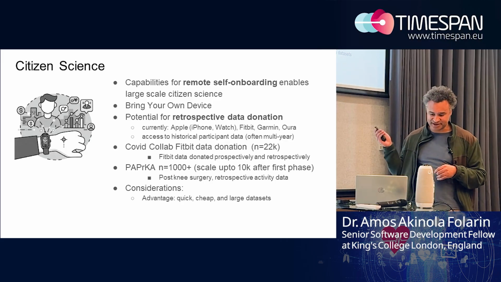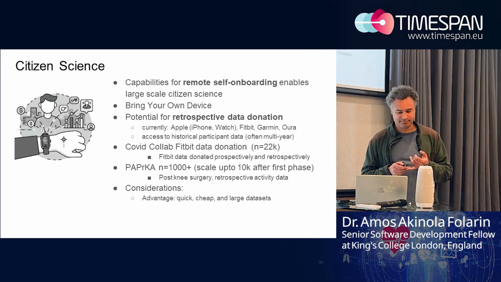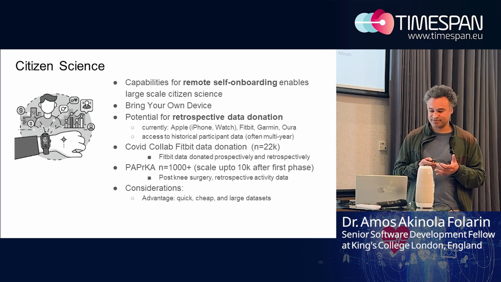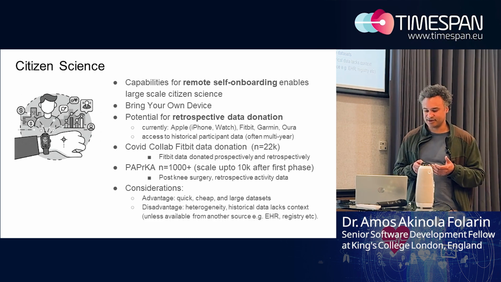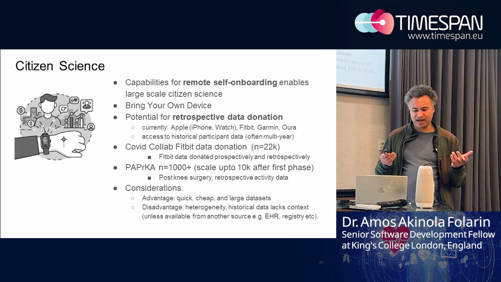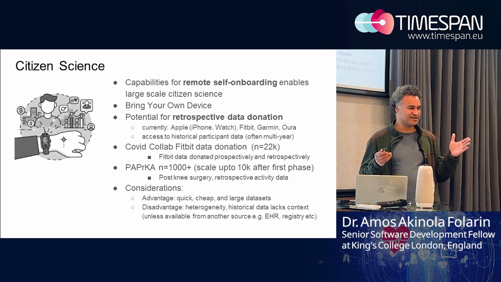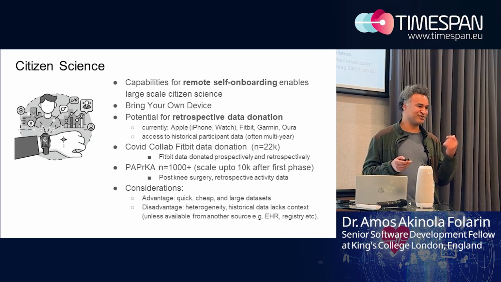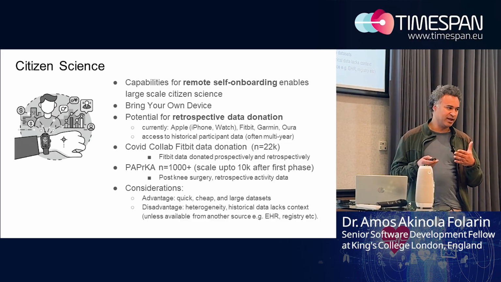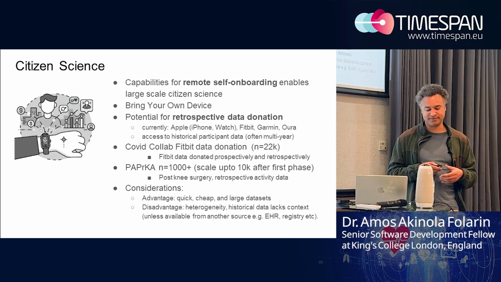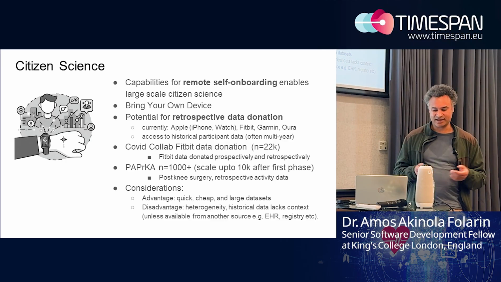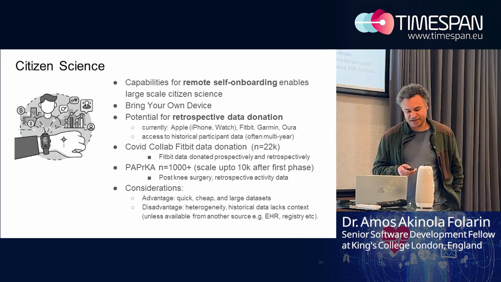Okay, so considerations for this particular approach: its advantages, it's quick, we can get data straight away. It's cheap, we can have huge data sets. Disadvantages: device heterogeneity. We obviously can't get context for the historical data. We can't retrospectively issue them questionnaires and things like that. But usually what we're doing here is where we have some parallel means of getting some context, whether that's from a registry or electronic health records or something like this. This is a potentially nice approach.